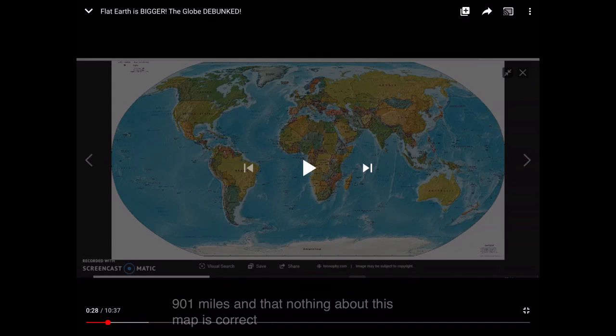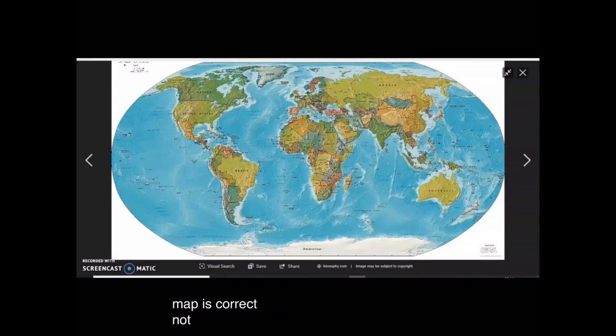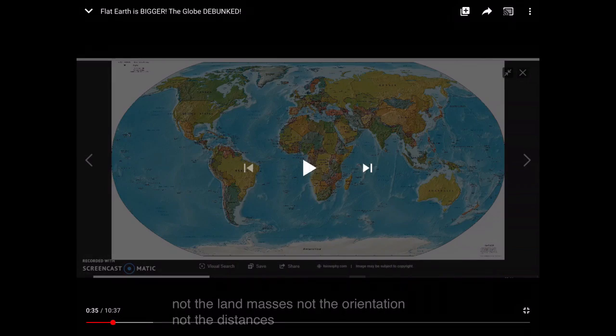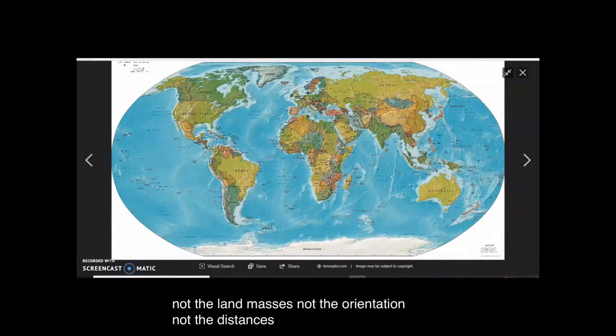But let's see what he has to say. Not the land masses, not the orientation, not the distances. I mean, you got a point there. It's a bit distorted, I guess you could say. It's very negligible, but it is. For example, Antarctica is very distorted. Antarctica is not this big, but we're trying to demonstrate everything in one map because this picture is not interactable.